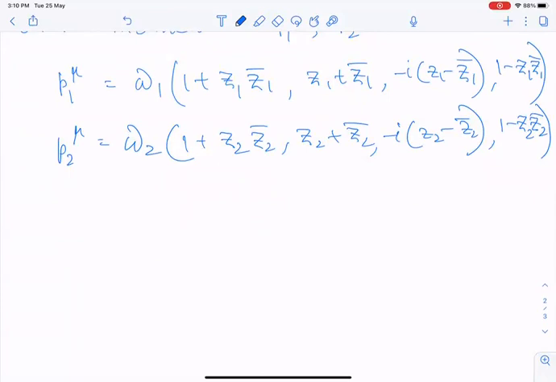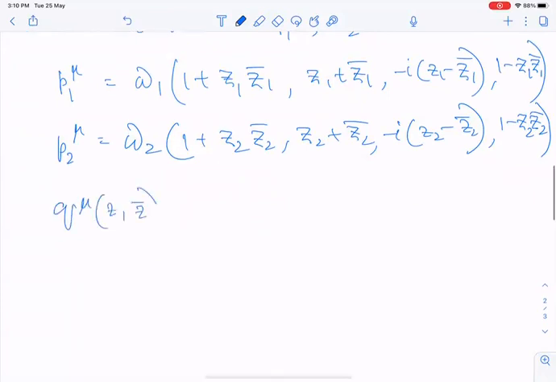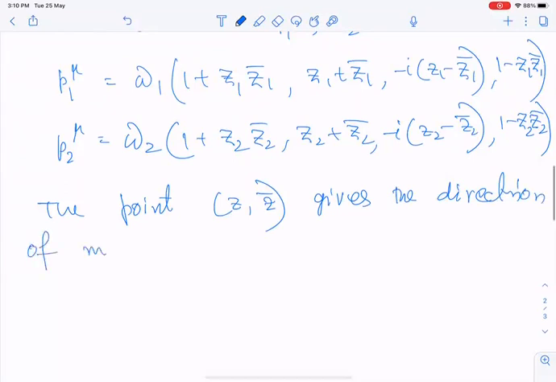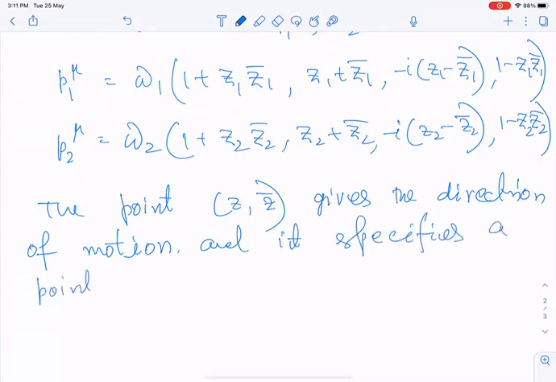Now, what is this object? Basically, we know from the first lecture that the point z, z bar gives the direction of motion of the particle in the asymptotic region, and it specifies a point on the celestial sphere.